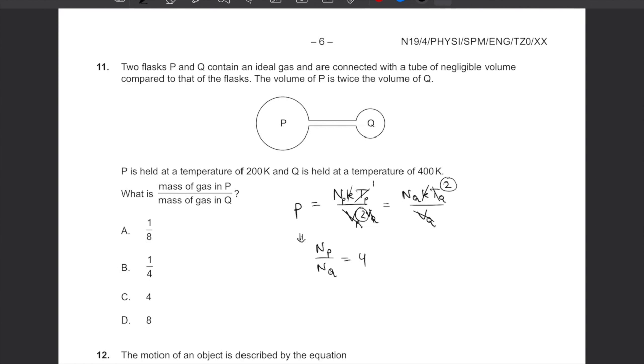because we have the same gas, so the amount of mass is directly proportional to the number of particles in the gas. So the ratio of the number of particles has to be the ratio of the masses. So this is going to be equal to MP over MQ as well. So the answer is C. And this is a typical ideal gas equation problem.